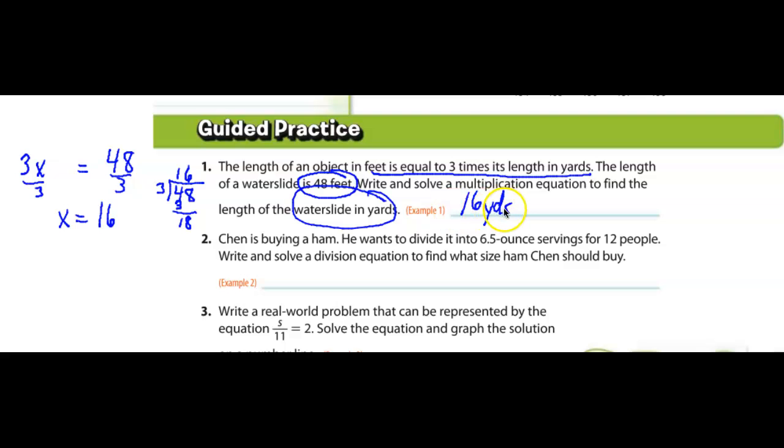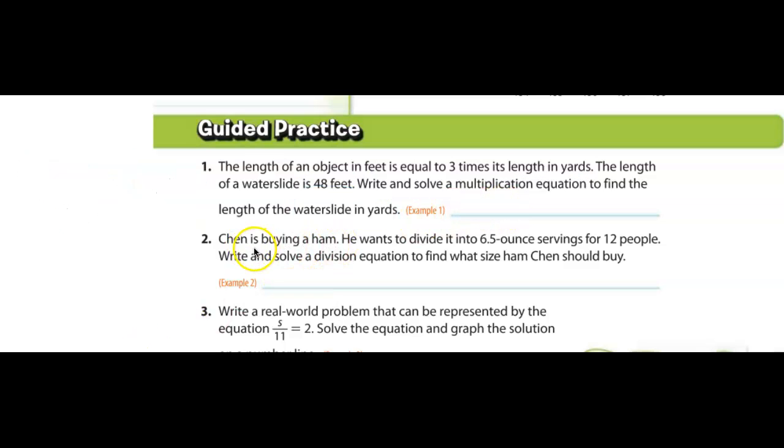Exactly, the answer is going to be 16 yards. All right, let's look at the second guided practice problem. It says that Chen is buying a ham. He wants to divide it into 6 and 5/10 ounce servings for 12 people. Write and solve a division equation to find what size ham he should buy.